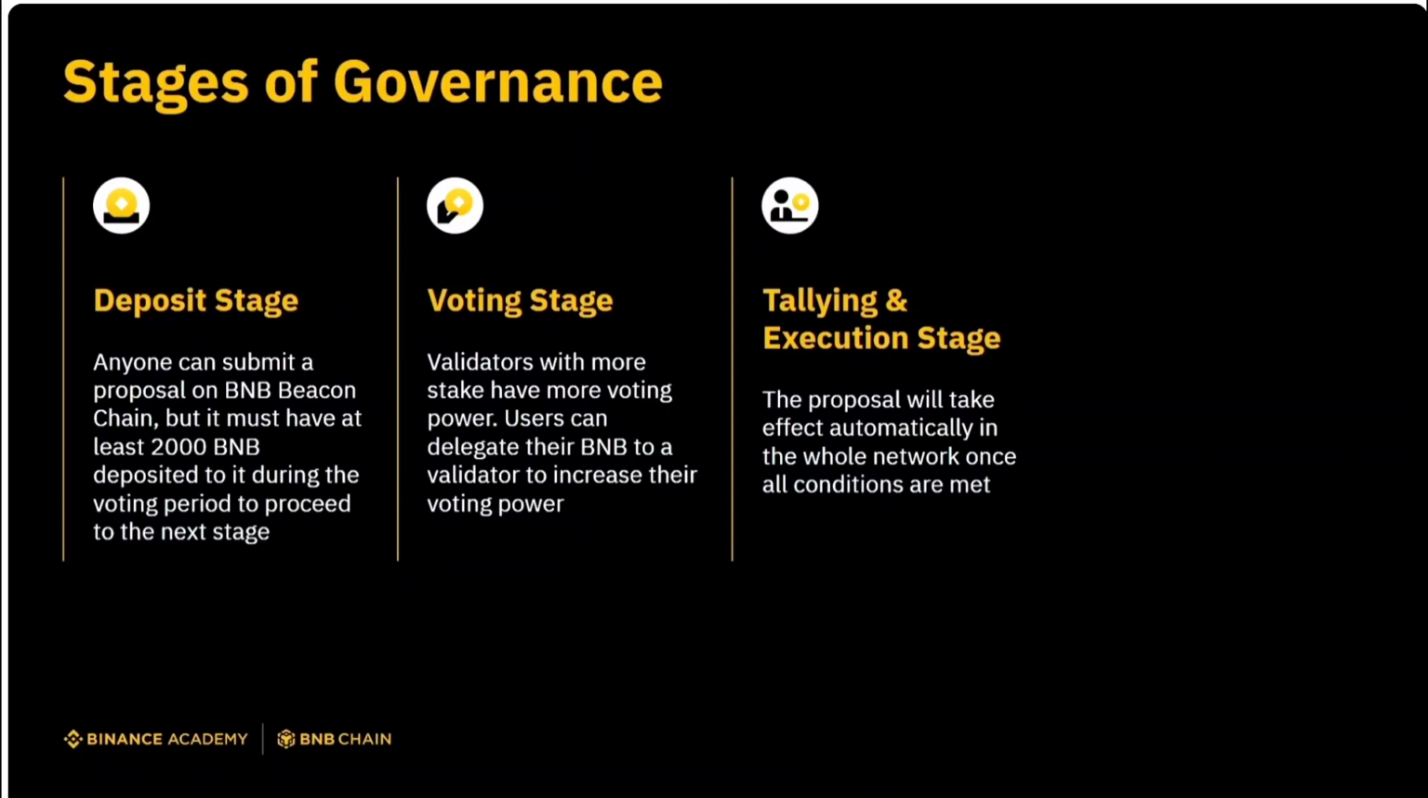Tallying and execution stage. After the voting stage concludes, the tallying and execution stage begins. If a proposal meets all the necessary conditions to pass, it is automatically implemented throughout the entire network. This ensures that the decisions made through the governance process are effectively executed and integrated into the BNB Smart Chain.